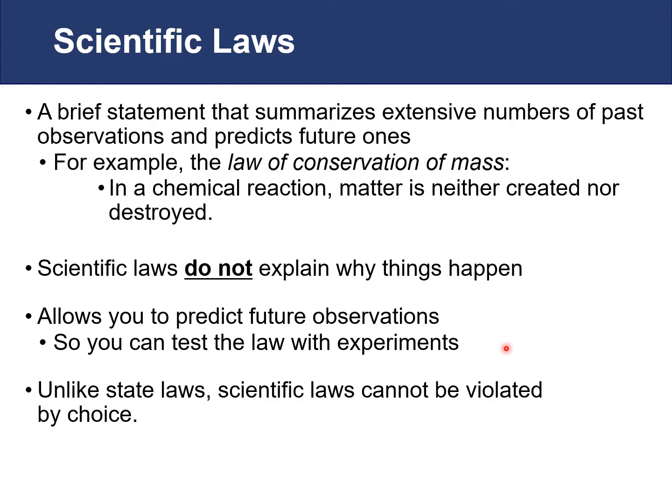However, typically if you're doing an experiment and you find something that violates one of the fundamental laws of physics or chemistry or biology, you should really go back and look at your experimental setup, make sure that you're accounting for everything. Unlike state laws, such as the speeding limit, scientific laws cannot be violated by choice. We cannot, by choice, have our products have more mass than our reactants. It doesn't work like that. Again, the key component to scientific laws is that they do not explain why things happen. Instead, that is what a scientific theory does.